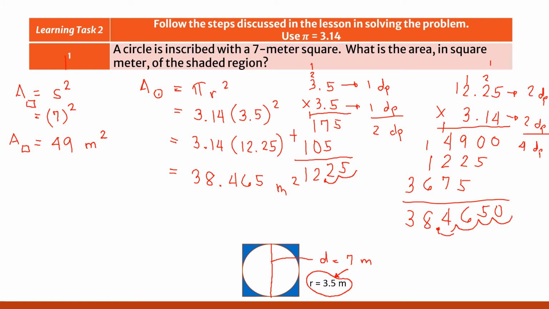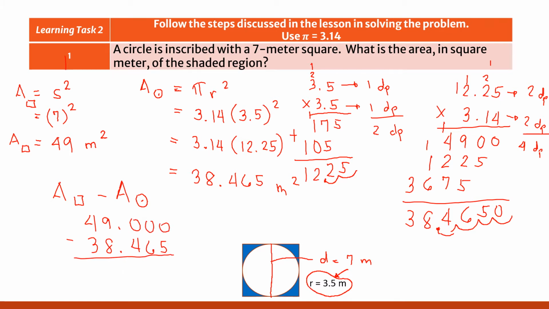At dahil ang tanong ay area of the shaded region, kagaya ng sinabi ko kanina, after getting the area of a square, tapos pagkakuha ng area of a circle, isusubtract natin. So in this case, ang gagawin natin ay area of a square minus the area of a circle para ma-determine natin yung area of the shaded region. So we have now 49, okay, minus 38.465. And to make it balance, pwede tayo maglagay ng 0.00.